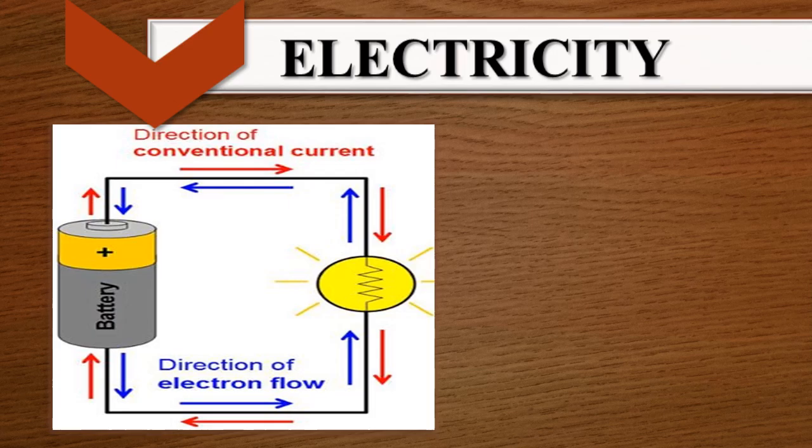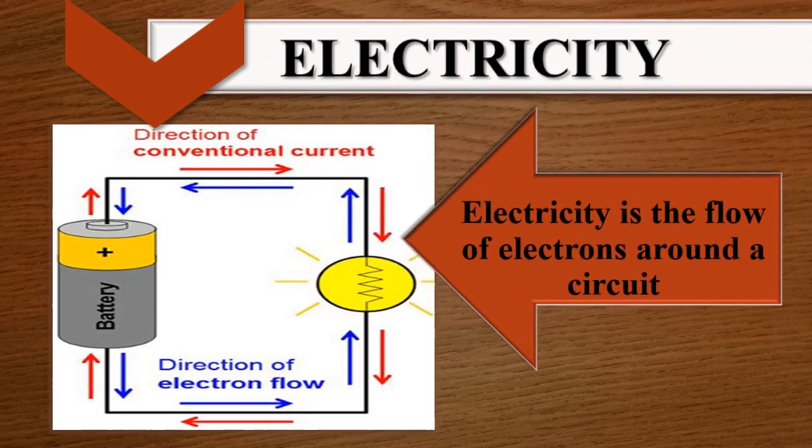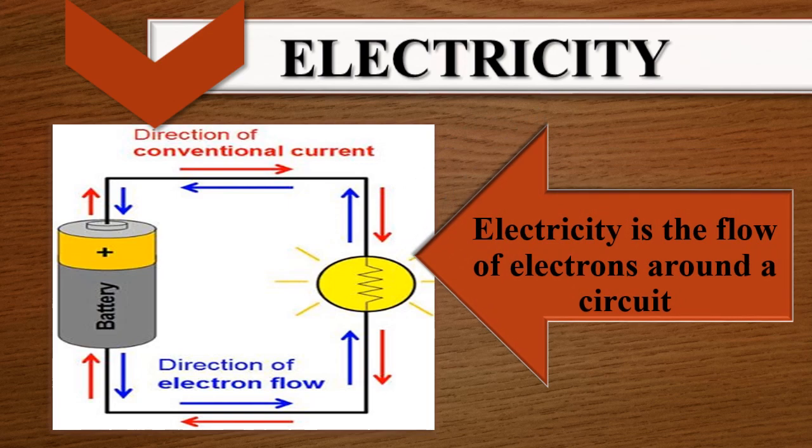That means electricity always flows in the opposite direction of the flow of electrons. This is called electricity. So, we can define electricity like this: electricity is the flow of electrons around a circuit. But the important thing is their direction is not the same. The flow of electrons is totally in the opposite direction of the electricity.